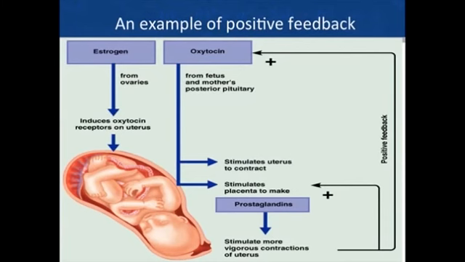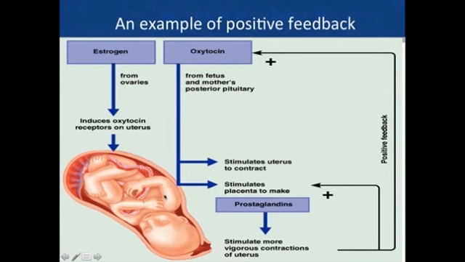You see, oxytocin could also be involved in a positive feedback loop during the birthing process. When oxytocin is released from both the fetus and the mother's posterior pituitary, it causes the uterus to contract. The more the uterus contracts, the more pressure that's going to be exerted, which is going to cause the pituitary glands to release even more oxytocin. And so we see this loop that causes more and more contractions until eventually we have the birthing of the baby.